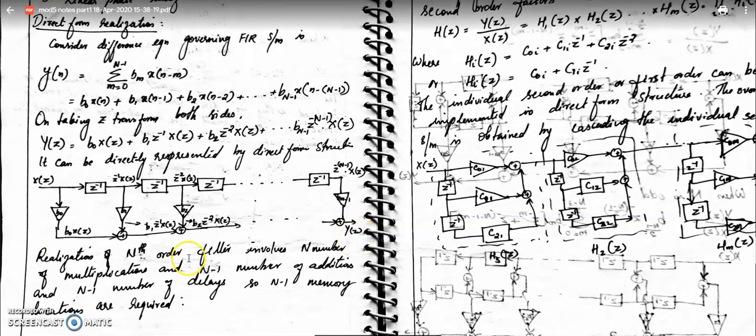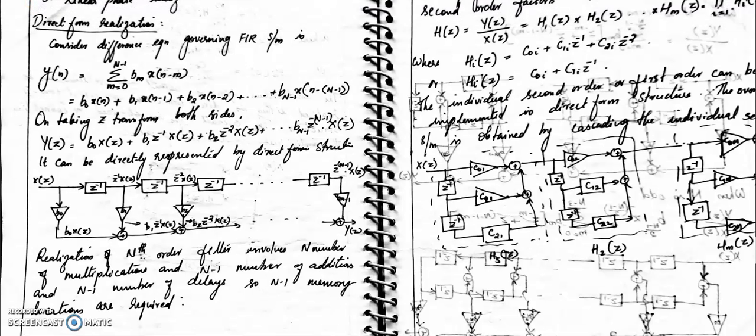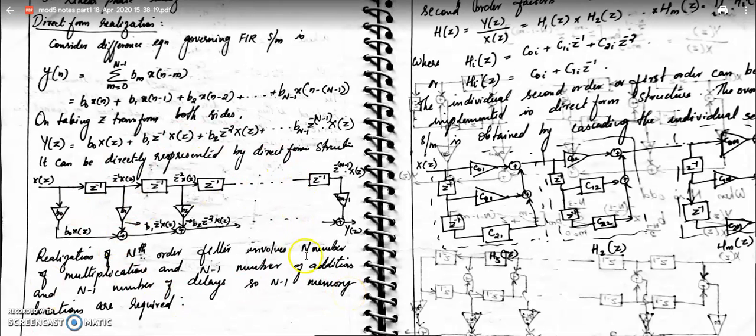So realization of an Nth order filter involves N number of multipliers, N minus 1 number of adders, and N minus 1 number of delay units. So it requires N minus 1 memory locations. That is all about direct form realization.